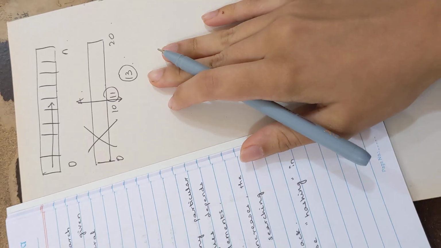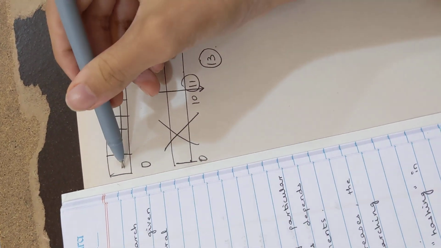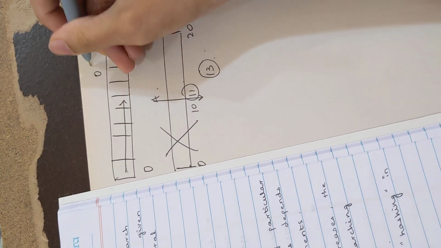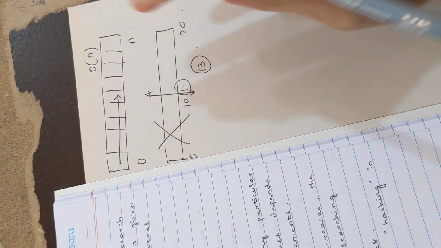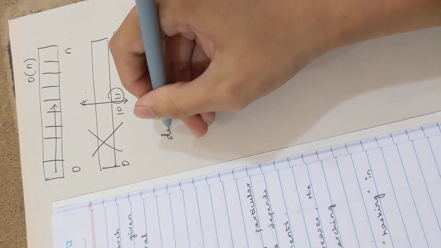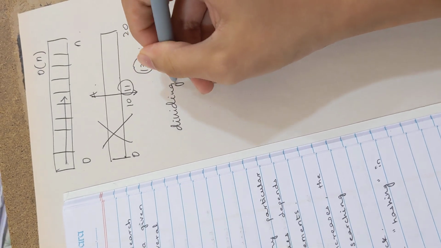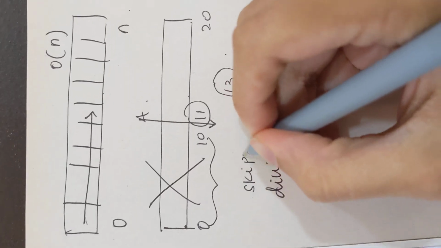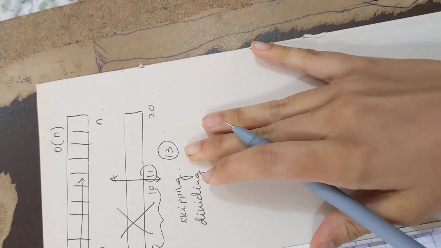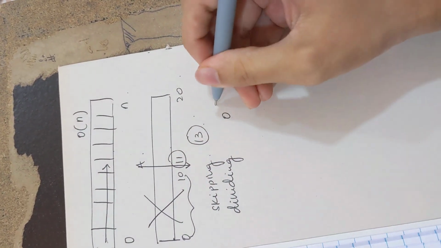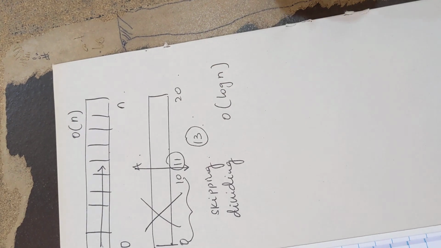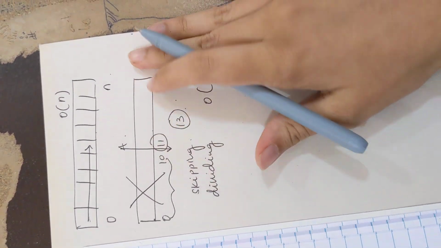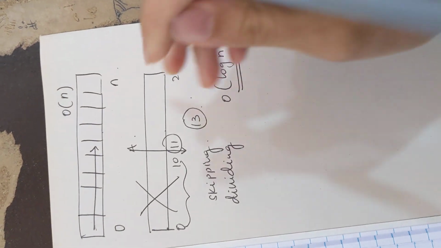Okay, so the time complexity, because it's going from the 0th element to the nth element, is O of n. But here, since we are dividing and we are skipping some elements, the time complexity that we use when we divide or skip some elements is O of log n.